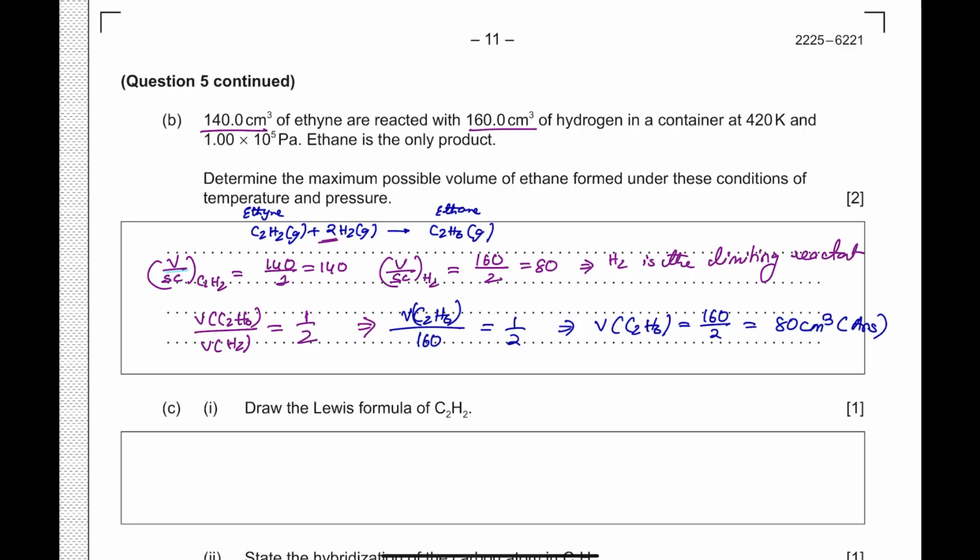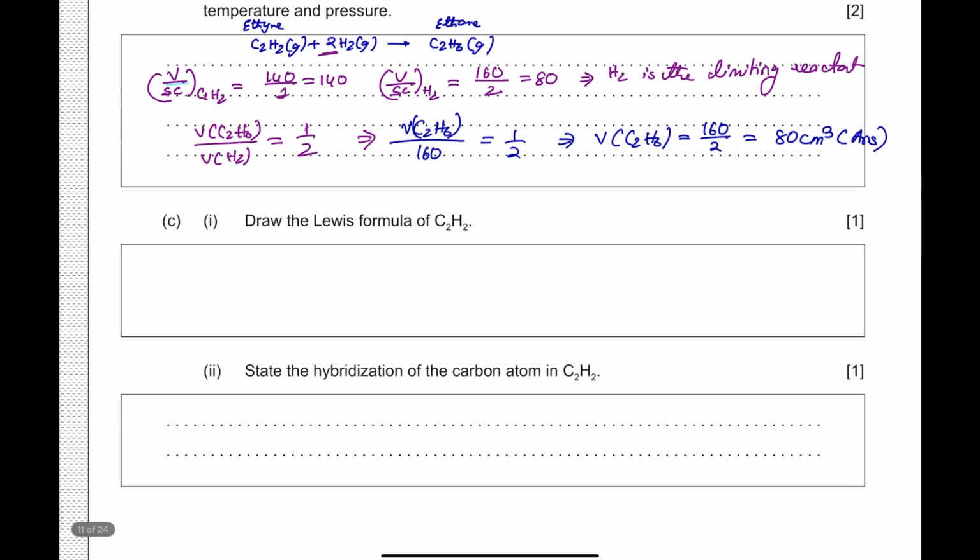Next, we have to draw the Lewis formula of C2H2, that is ethyne. Ethyne is C triple bond C, and then we'll place one hydrogen at the ends. You have to state the hybridization of carbon atom in C2H2. So if you take any one carbon atom, it has one sigma bond with hydrogen, a single bond is one sigma bond, right? And the triple bond has one sigma bond and two pi bonds. I need only the number of sigma bonds and the lone pairs. You don't have any lone pair on this carbon, so no need to worry about it. So there are a total of two sigma bonds. Two sigma bonds means you will choose the first two orbitals: first is s, and then the second one would be p. So hybridization is sp. Done. That's it about C2H2.